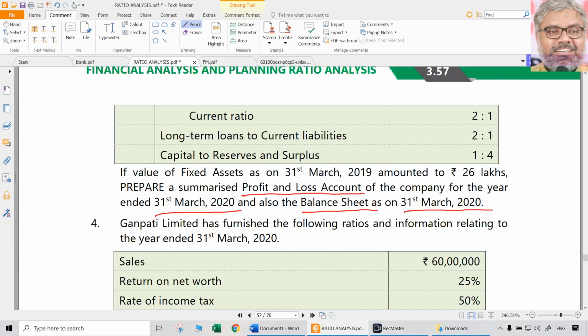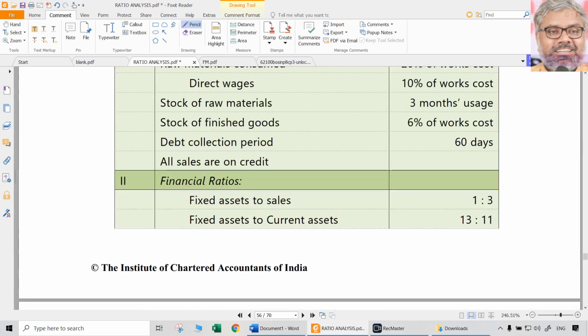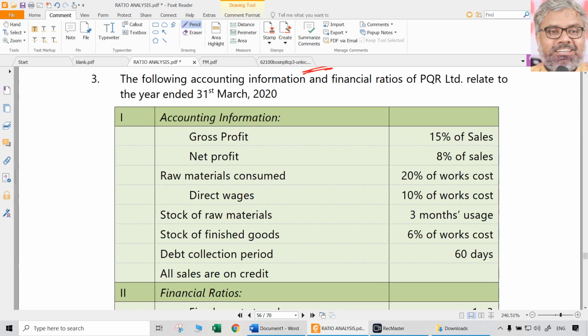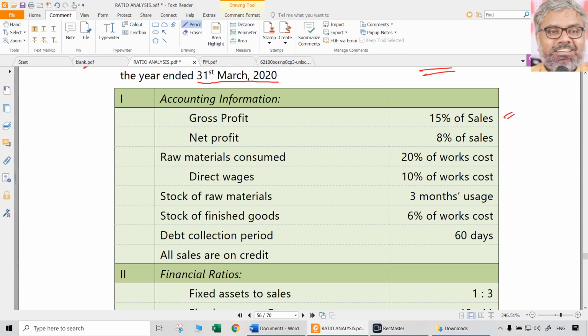So various ratios are given. If you observe the data, right from the beginning: the following accounting information and financial ratios of PQR Limited are given for the year ended 31st March 2020. Gross profit is given as 15% of sales, that means the gross profit ratio is given. Net profit ratio is given as a percentage of sales. Raw materials consumed is given as a percentage of works cost. Direct wages also is given as a percentage of works cost. Stock of raw materials is given separately as 3 months usage. Stock of finished goods is given as a percentage of works cost.